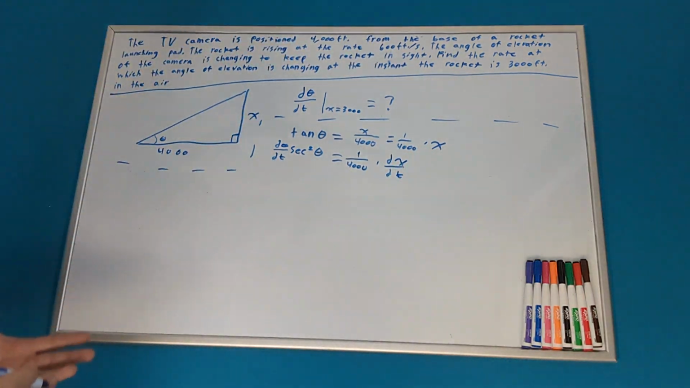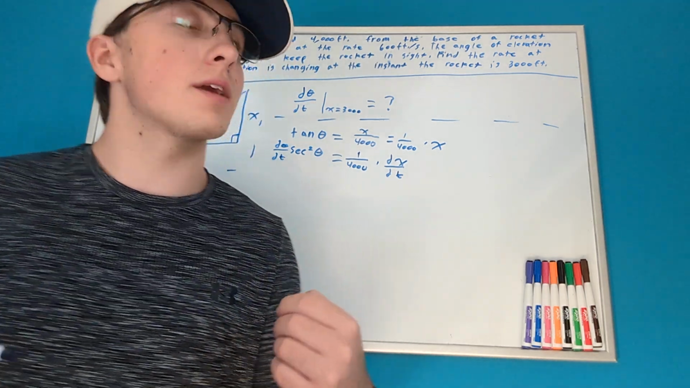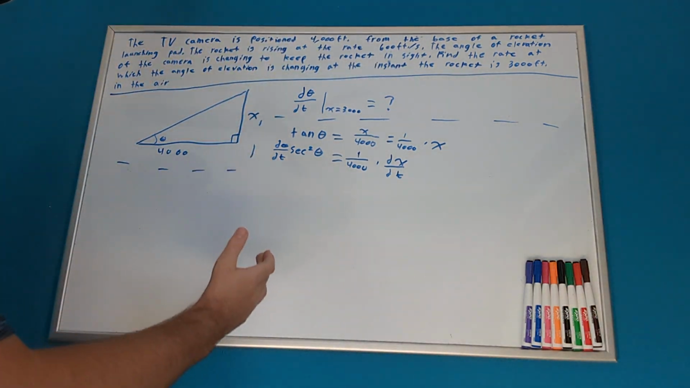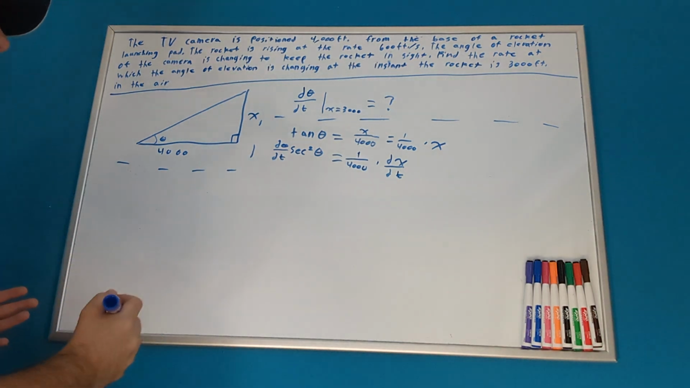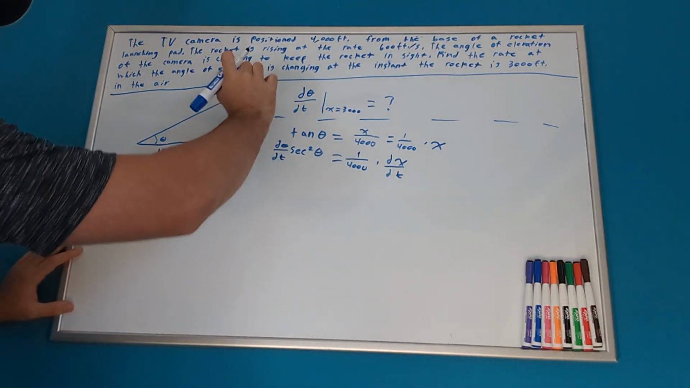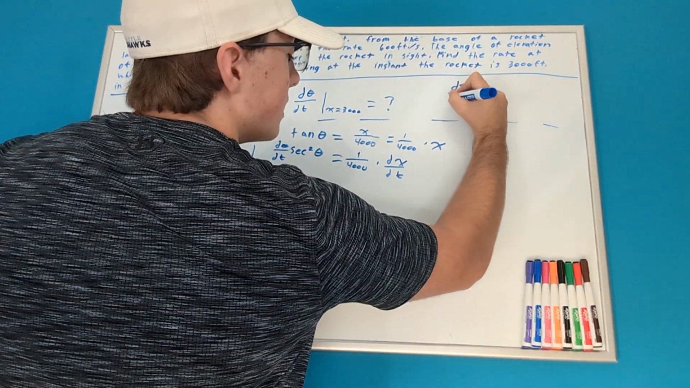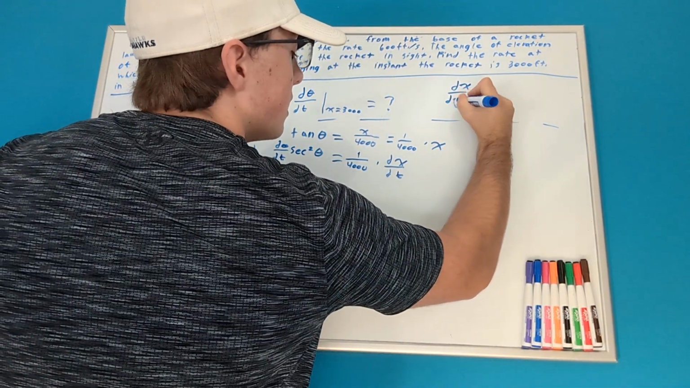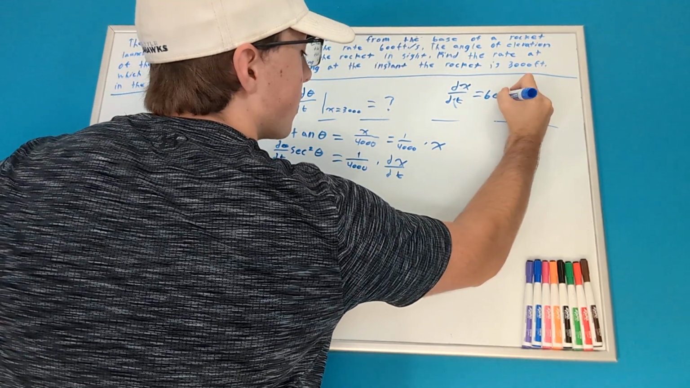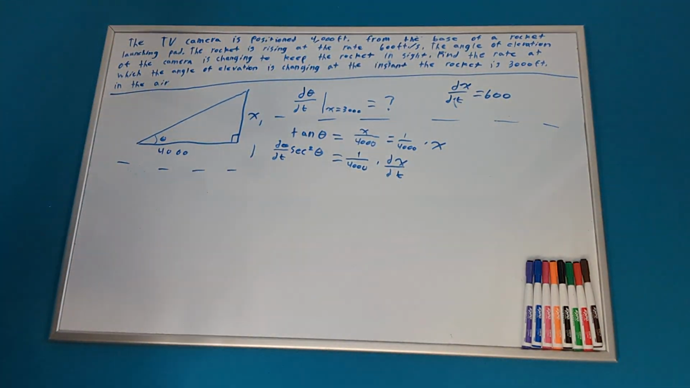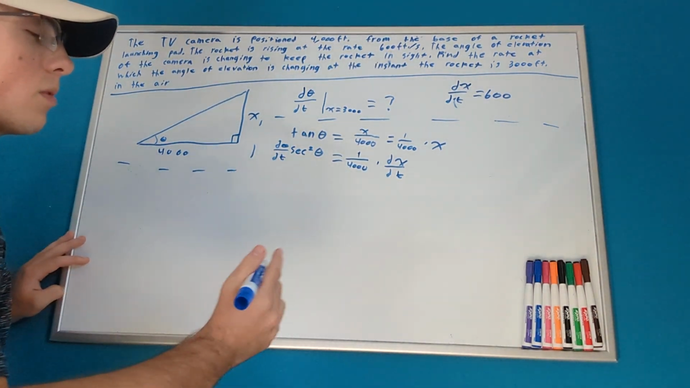Now, it might seem like everything's going wrong here. We have dx over dt. How do we really work with that? Well, if we look back into our problem, we can see the rocket is rising at a rate of, sorry, not 6,000, 600 feet per second. So dx over dt equals 600. Then we're almost done, but we have an issue: the secant squared theta.